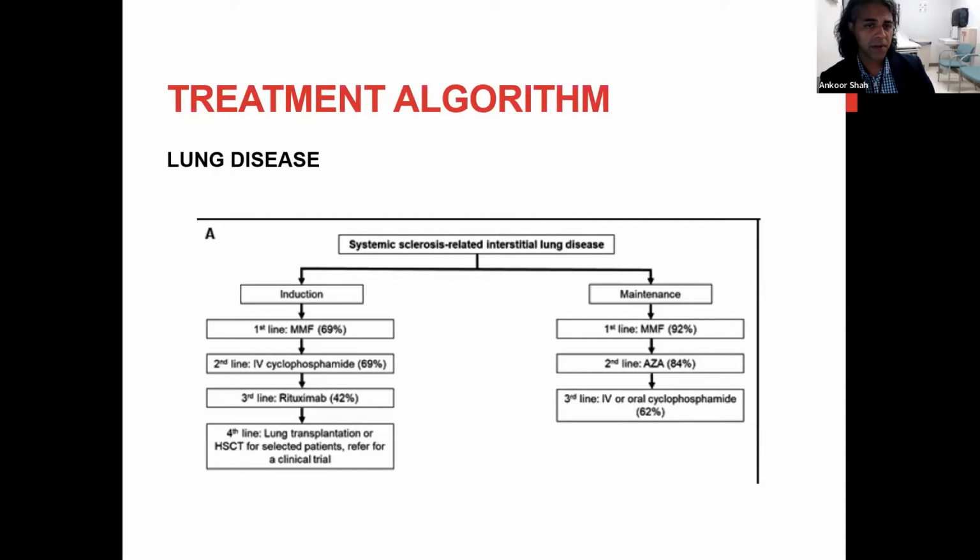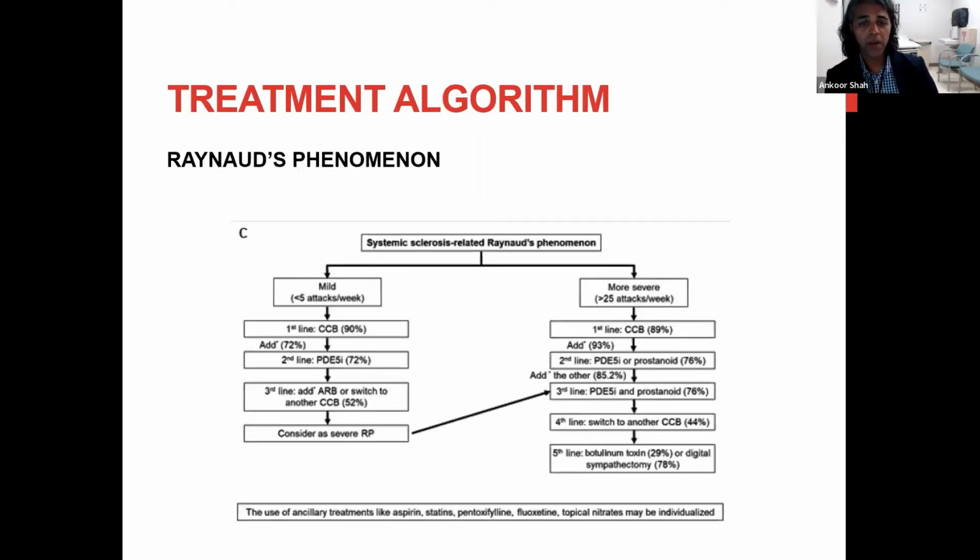Similarly, for lung disease, as I mentioned, for induction therapy, most would use CellCept as frontline, and switch to second line IV cyclophosphamide if no improvement. Rituximab and other trials can be considered if no improvement. For Raynaud's, again, the vast majority would start with a calcium channel blocker, although those with severe disease are likely to add a PDE5 inhibitor or a prostanoid fairly quickly due to the severity of disease. For fifth line, you'll see here, and these are things that we do use, Botox injections or digital sympathectomy can be used, again, in refractory cases.